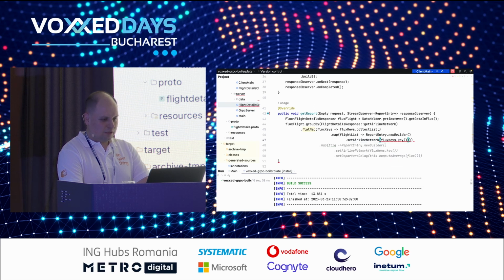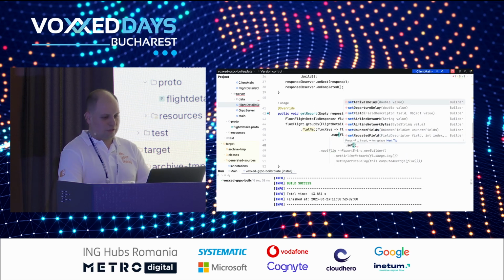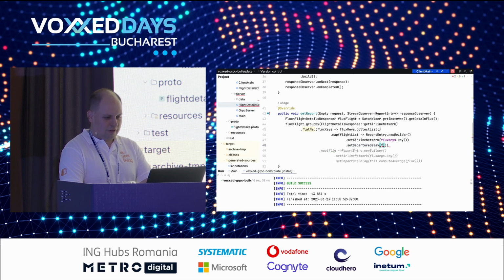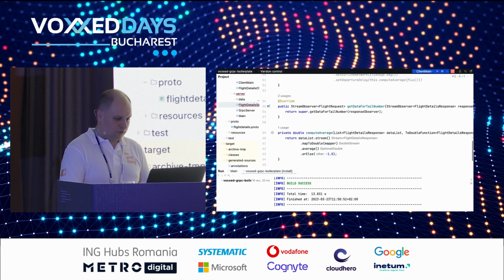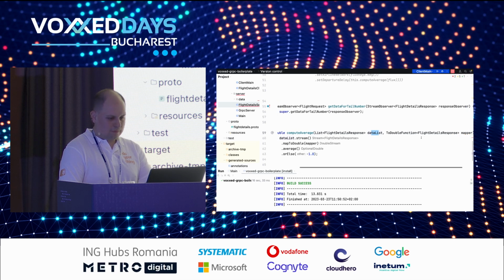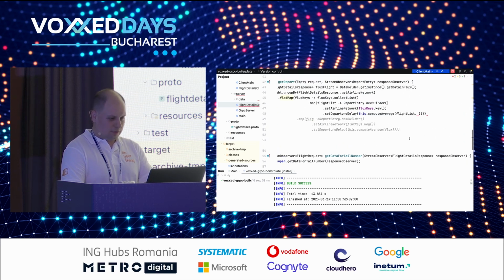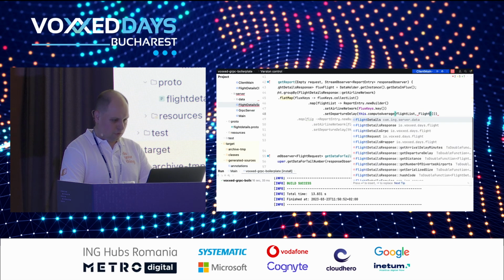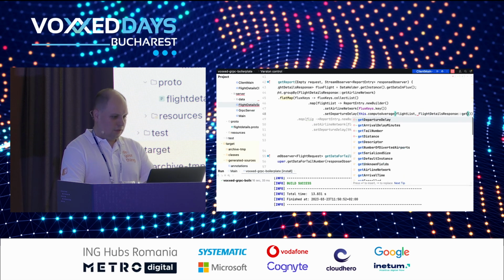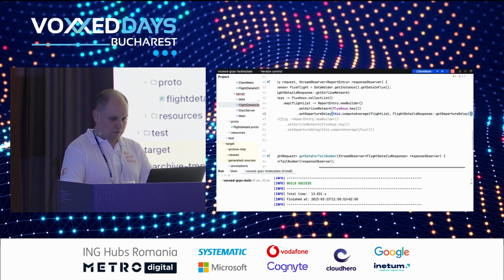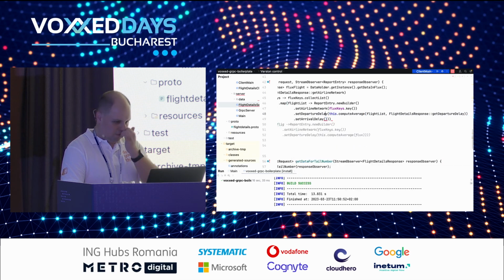From the flight list, we are going to compute an average because I only want to get the average. I'm going to use the flight list, and I have a function here which receives the lists and how we can map it, what is the field on which we are going to compute the average. And we are going to use flight detail response, get departure delay. Okay. And arrival delay is very similar to this one, so let's just copy paste it. But here, get arrival delay minutes.